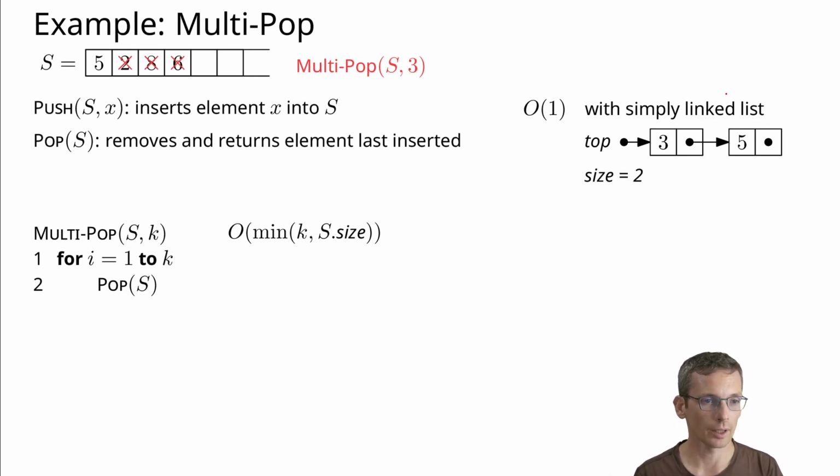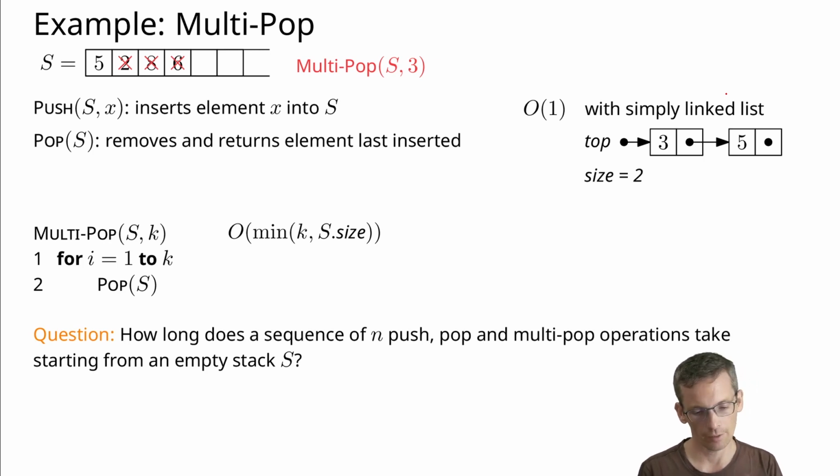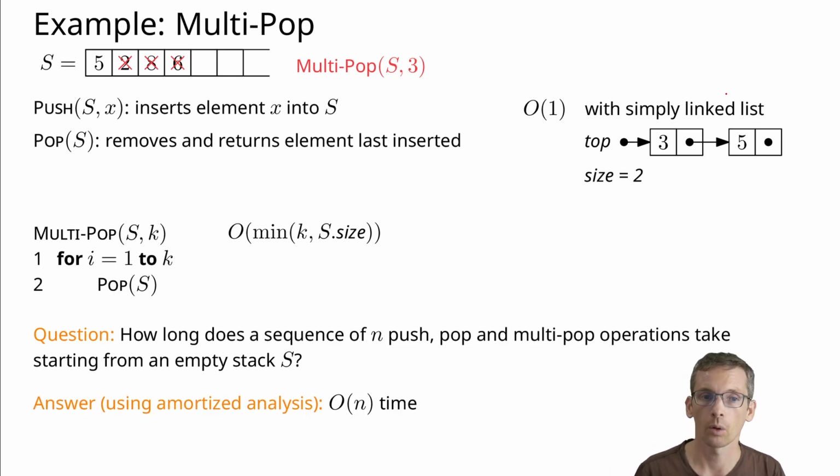The question that we want to address with amortized analysis in the case of the multi-pop stack is: if I have a sequence of n operations, push, pop, and multi-pop, starting with an empty multi-pop stack, how long do these n operations take? Of course, push and pop take constant time, so those overall will only take linear, O of n, time, but multi-pop does not take constant time. So it's not that obvious how to handle that, but with amortized analysis, we can show that n operations of push, pop, and multi-pop take overall linear time.